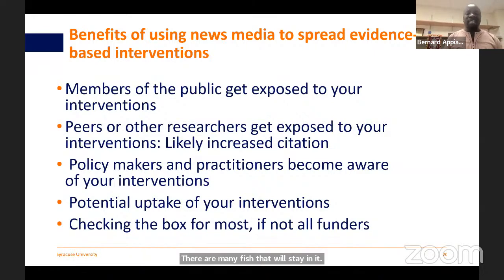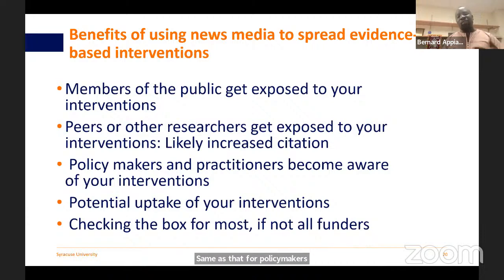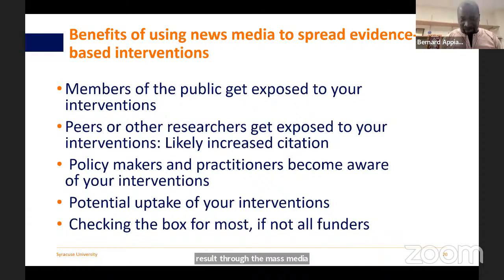So, for example, if something comes on the radio, it is not only members of the public who are listening to it, but also researchers getting to know about the results, so they can become aware of it. The same goes for policymakers and practitioners, and that can lead to potential uptake of interventions. More and more funders are also recognizing the impact of disseminating results through the mass media or some other outlet as well. And so if you do that, you can check the box for these kinds of funders.